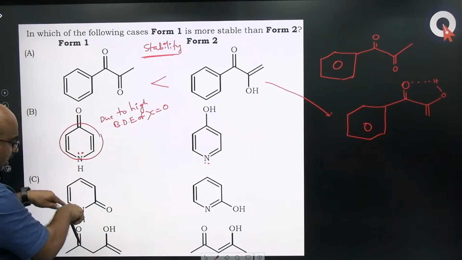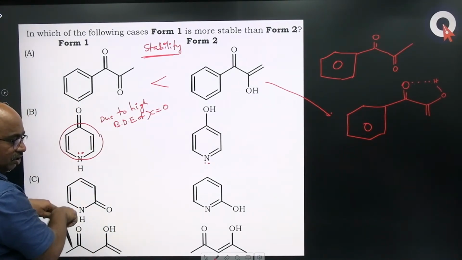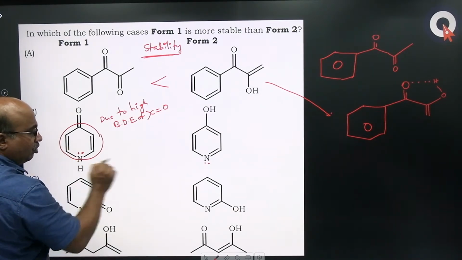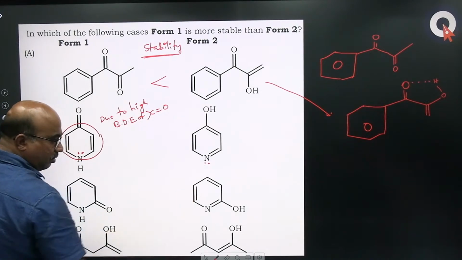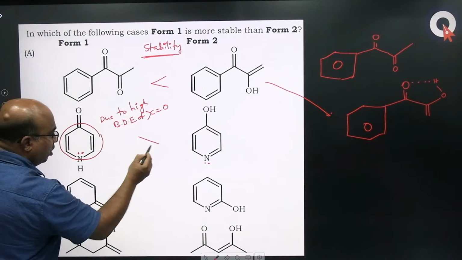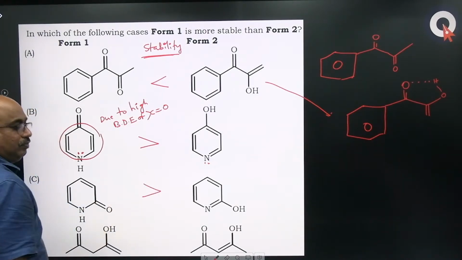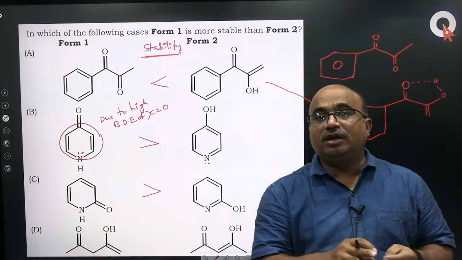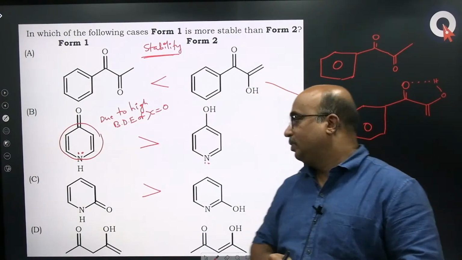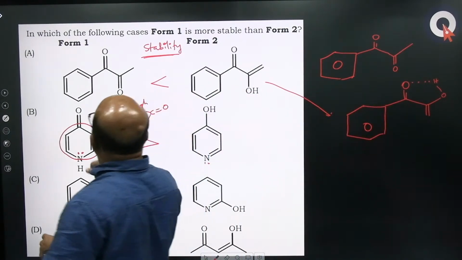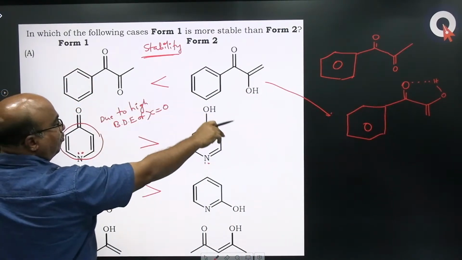So both these, this is also like an amide, which is also called a pyridone structure. These structures are more stable than these normally because both are aromatic anyhow, but this is more stable than this because of the high bond energy of C double bonded O. So in B and C, form 1 is more stable than form 2.